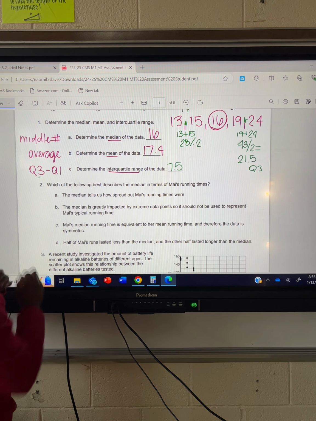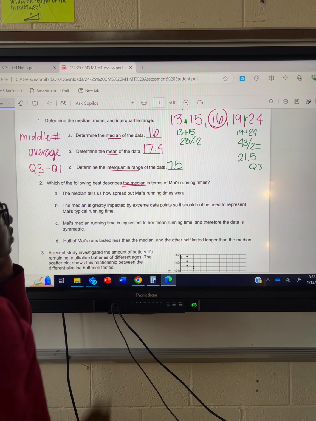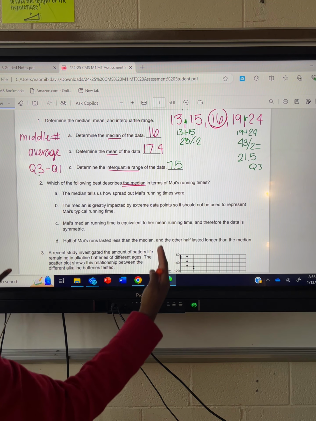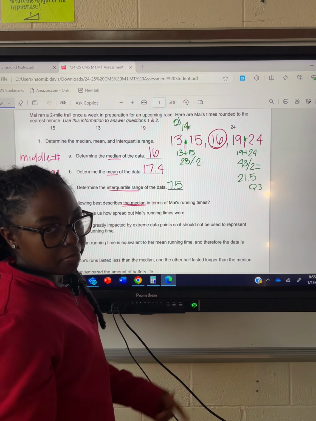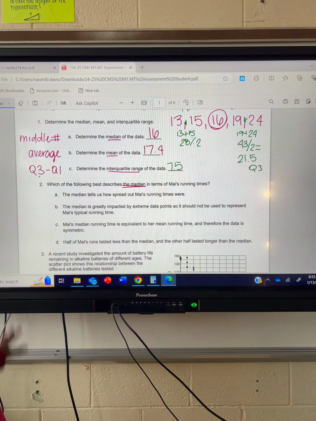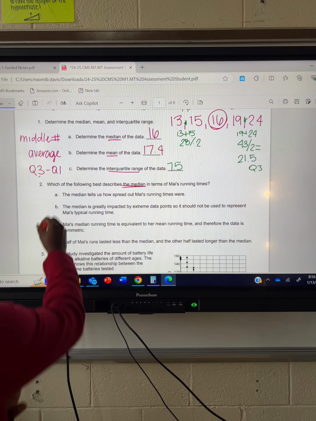Number 2. Which of the following best describes the median in terms of Ma's running time? So you have to remember that the median is the number in the middle. So my median up here was 16. And read which ones make sense for the median if the median is the number in the middle, okay? The median tells us how spread out the running times were. No, because we're talking about the number in the middle.